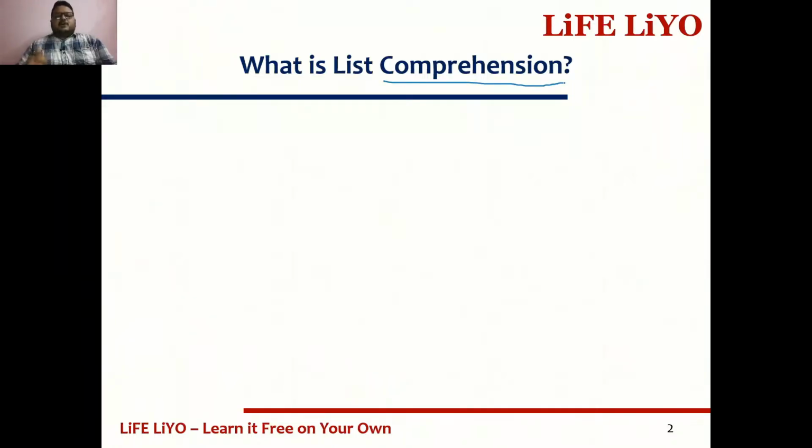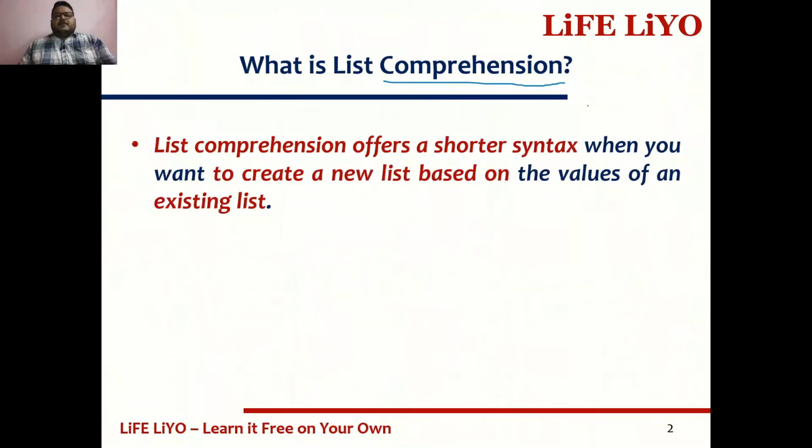So here the list comprehension means understanding the syntax for a list. What does this list comprehension provide? This list comprehension provides the shortest syntax. Why does it provide the shortest syntax? Because we can create a new list based on the values of an existing list. So just now we said that list comprehension provides the shortest syntax and it creates a new list based on the existing list.